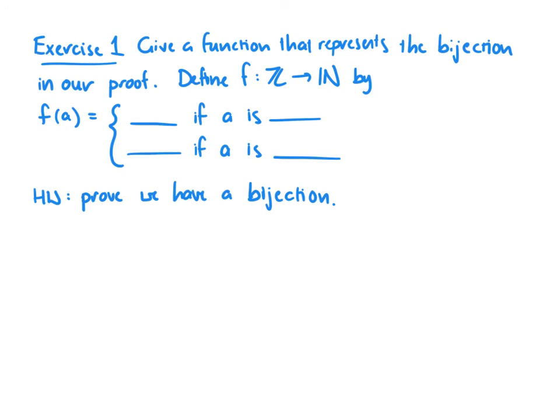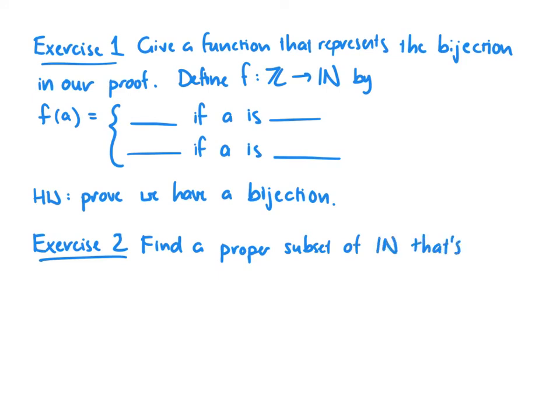Okay, so the integers are countably infinite because we can place them in bijection with the naturals. Here's a second exercise to think about. Requires less work, I think, than showing the integers are countably infinite. Just find a proper subset of N that's countably infinite. Right? Certainly N itself is countably infinite, but find a proper subset of N that's countably infinite. Right? And can you show it's countably infinite as well?